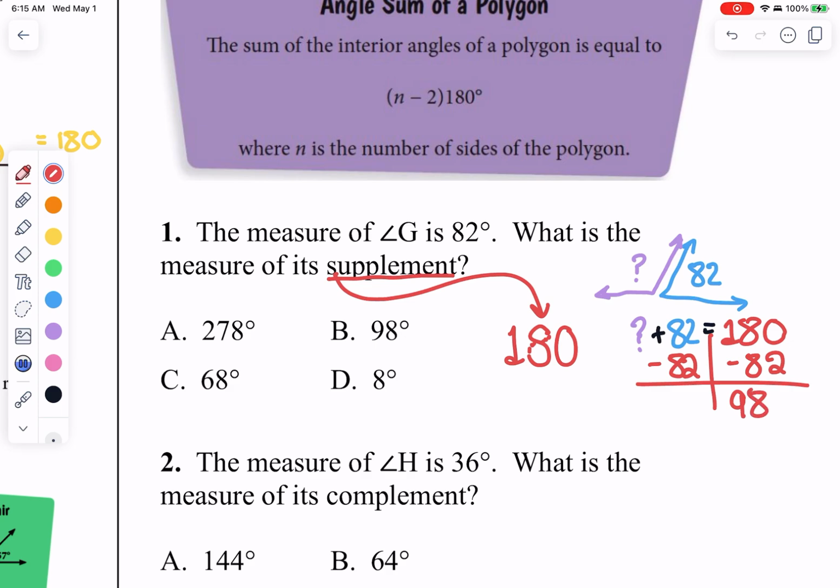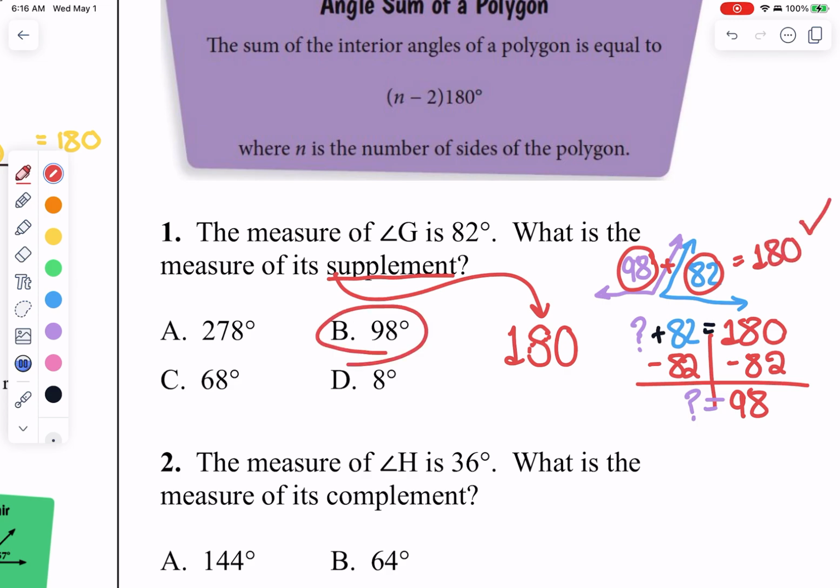So, I could double check my answer by saying, if I plug 98 back into this equation right here, what is 98 plus 82? Alexa, what is 98 plus 82? 98 plus 82 is 180. I don't know why I said 1. Anyways, that's it. Okay, moving on.